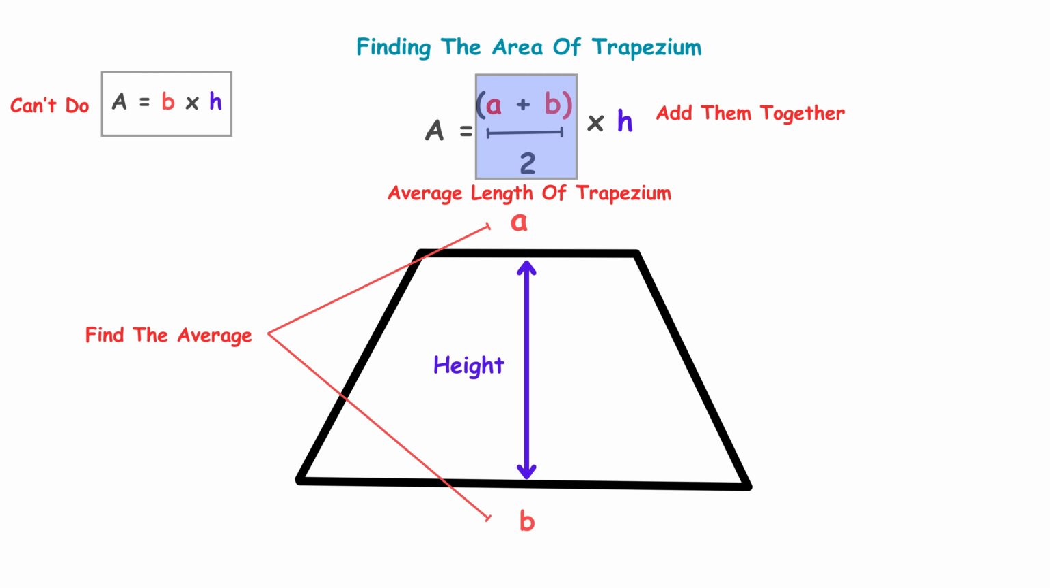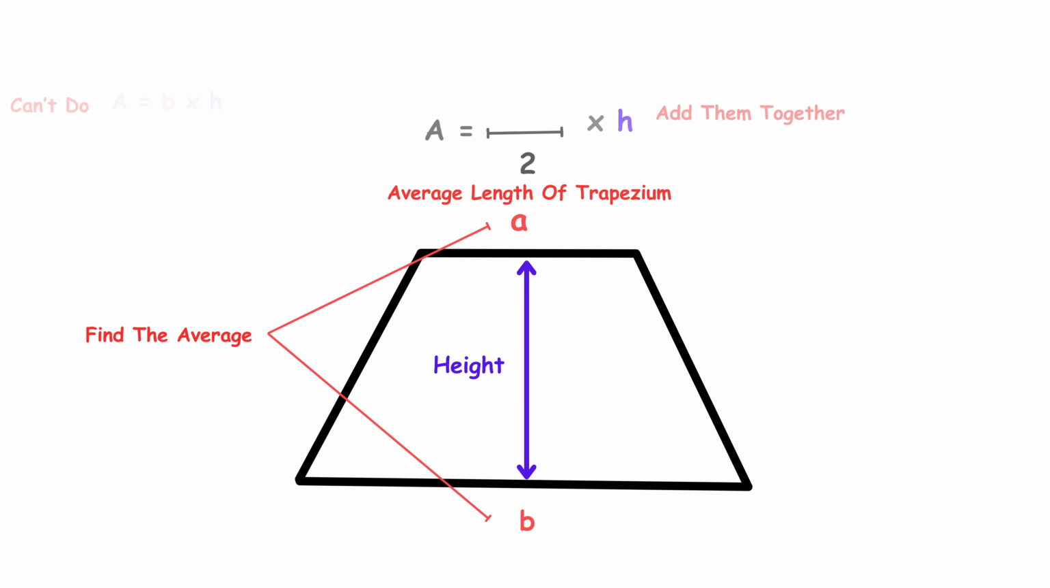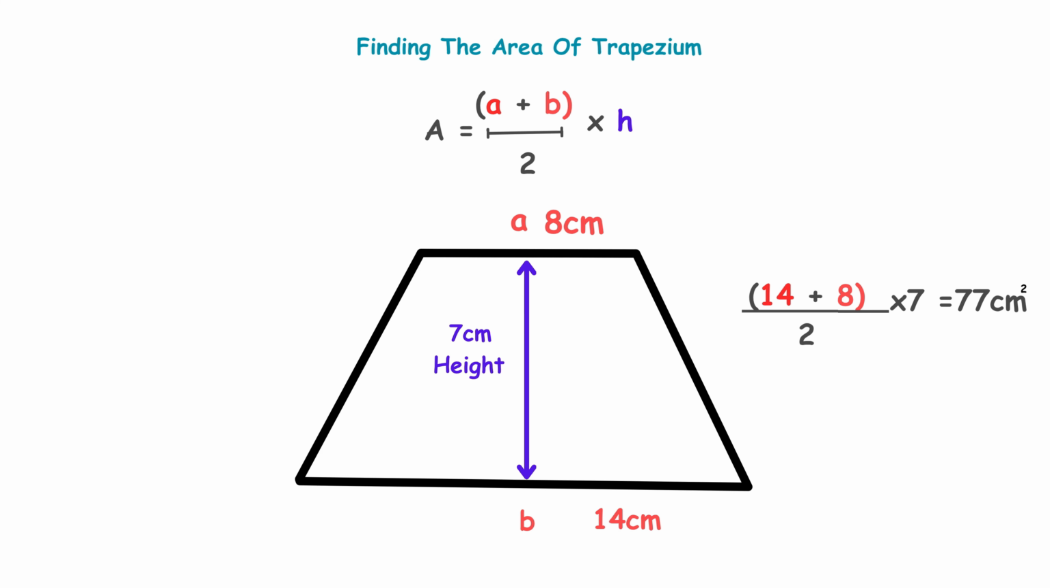To do this, we add the top and bottom lengths together, which is the a plus b portion, and then divide that total by 2 to calculate the average length. This average is then multiplied by the vertical height to determine the area. For example, if the bottom of a trapezium is 14 centimeters, the top is 8 centimeters, and the vertical height is 7 centimeters, we first add 14 and 8 to get 22, then divide by 2 to get 11, and finally multiply by 7 to obtain an area of 77 square centimeters.